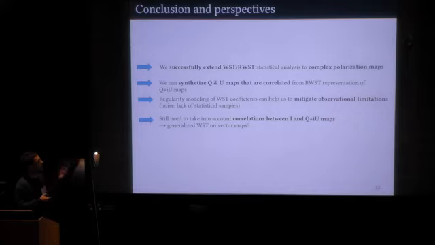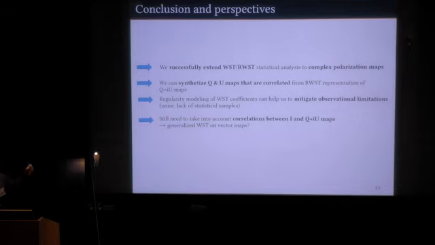I'll finish with this conclusion. We have extended this reduced WST formalism to complex polarization maps. We're able to make synthesis of these Q plus iU maps, so Q and U maps that are correlated. And the RWST model we're dealing with can help us to mitigate observational limitations.